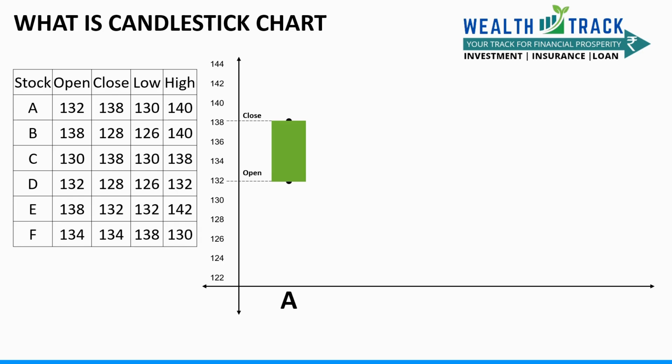No, somewhere in between the day, the stock would have gone much above that, but then settled at 138 towards the close. So what is the high for the day? The stock had a highest price of 140. So what I do, I again keep a dot at 140. That is the highest price for the day.